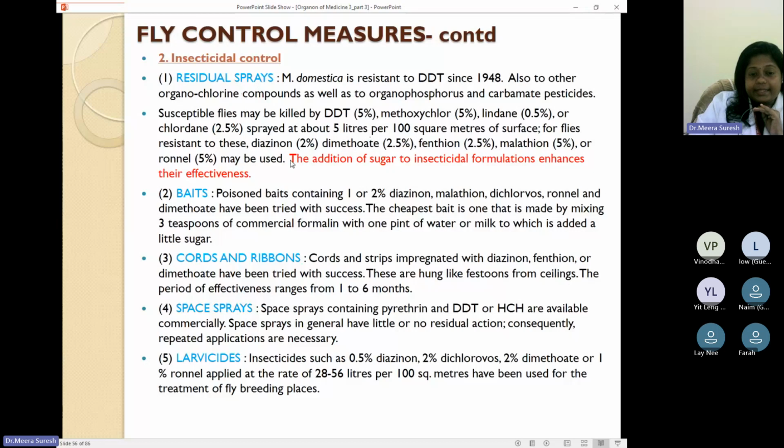But in the residual sprays, remember this sentence: the addition of sugar to insecticidal formulation enhances their effectiveness. Try to remember this particular sentence.